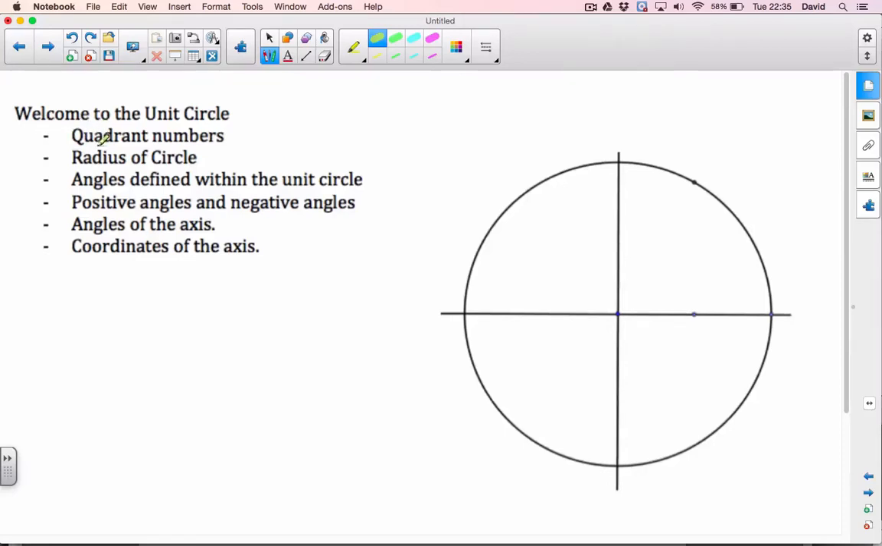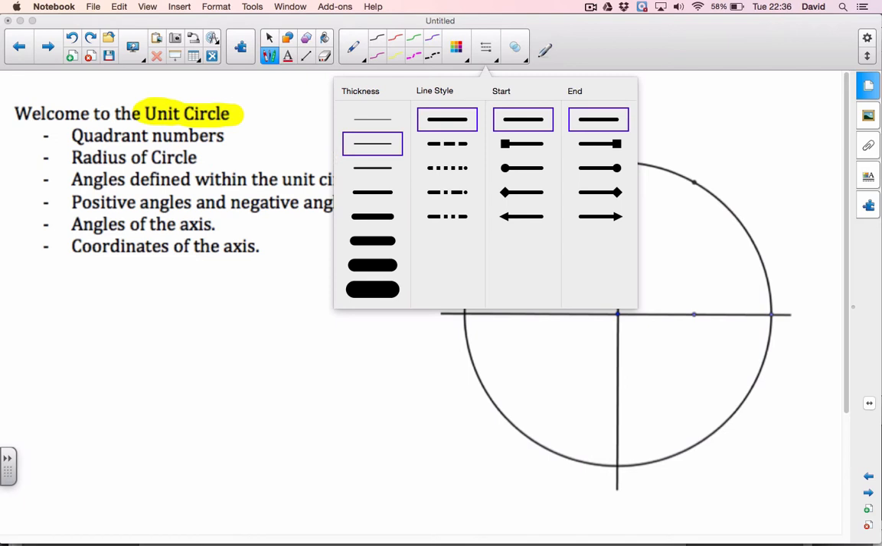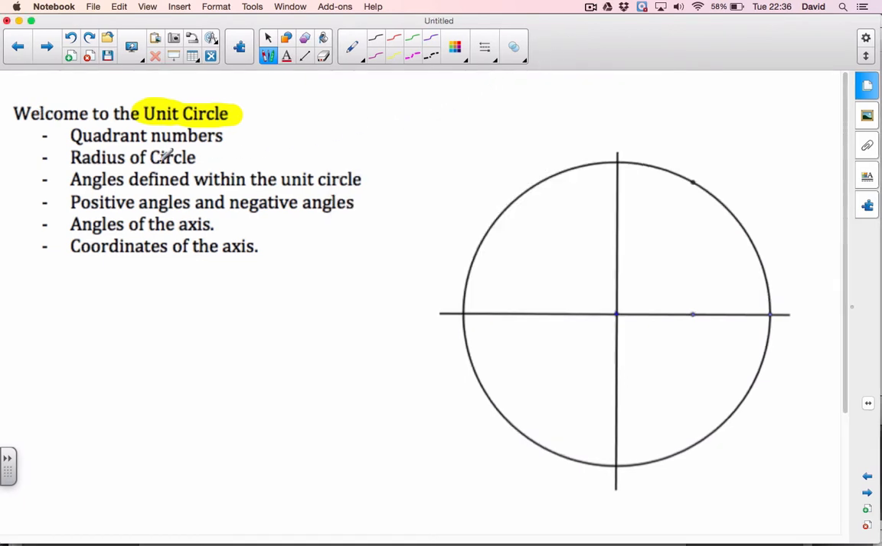Okay, ladies and gentlemen, today we're going to introduce you to the unit circle. The unit circle is a wonderful, wonderful tool that we use for many things in mathematics. And let us introduce it. First thing I want to talk about are the quadrant numbers.